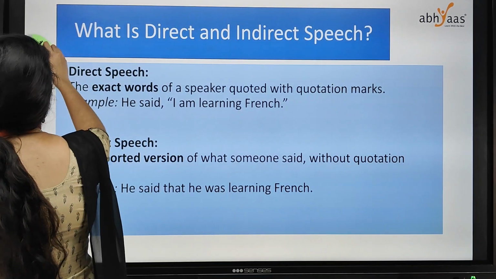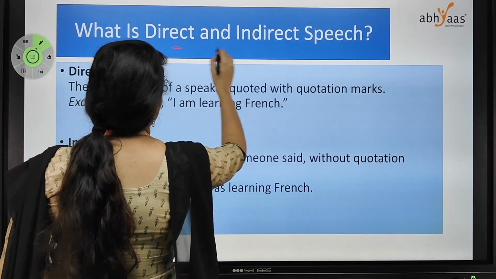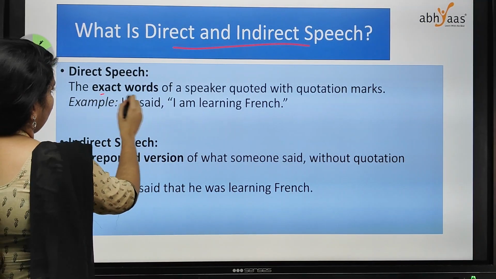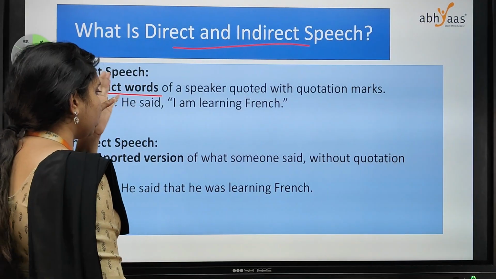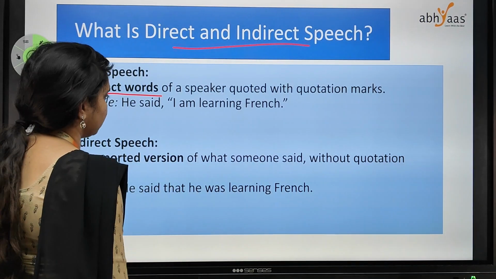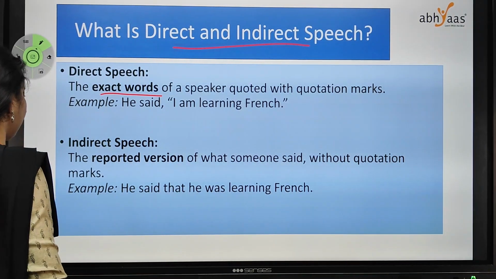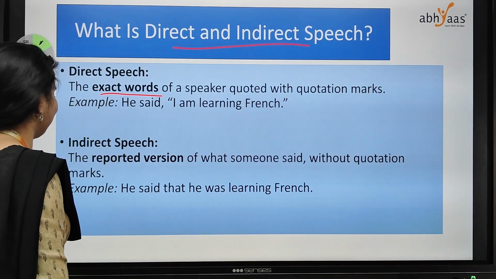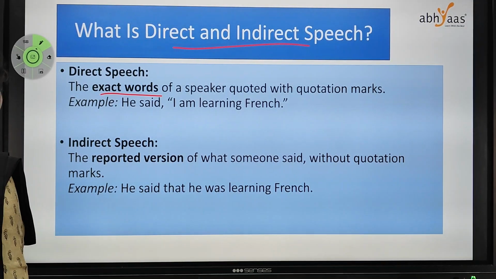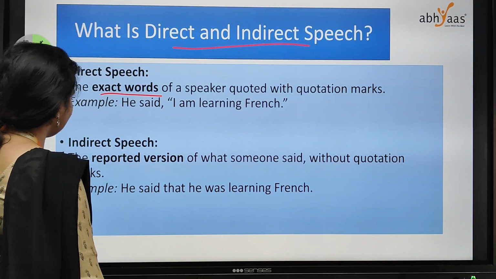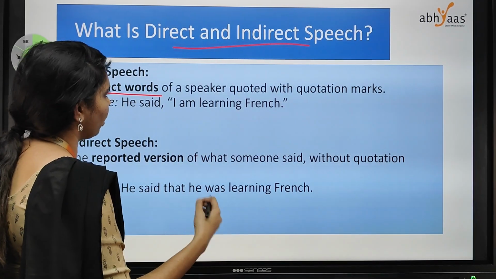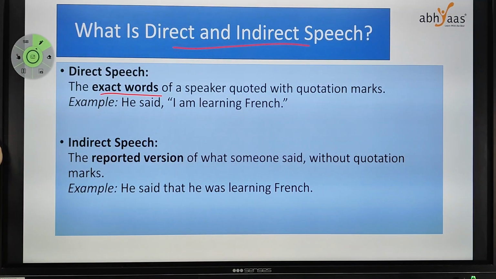Okay, let's start with direct and indirect speech now. Direct speech is nothing but when the exact words of the speaker are quoted within quotation marks, you can say it's a direct speech. For example, he said, I am learning French. Martin Luther King said, I have a dream. Generally when it comes to quoting some famous people, you use direct speech.